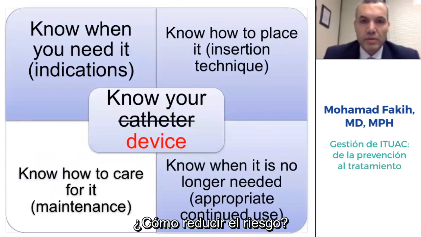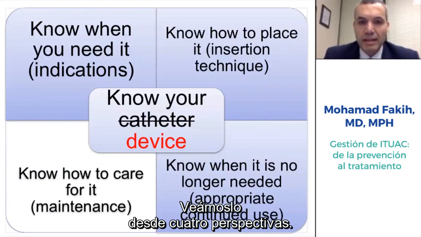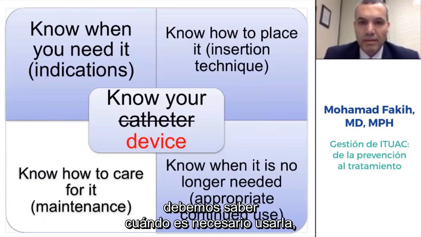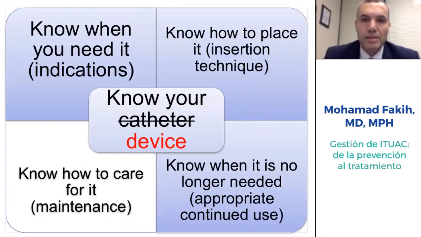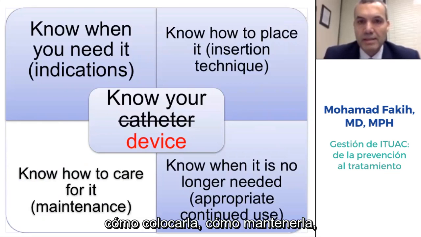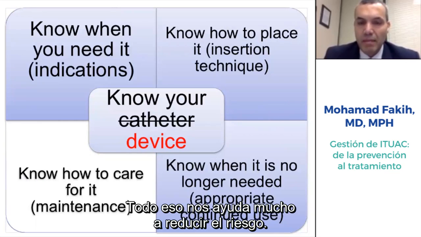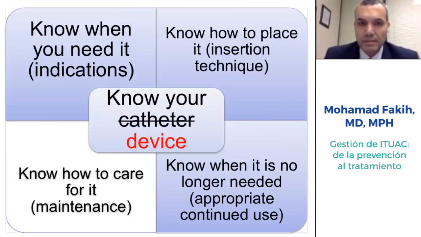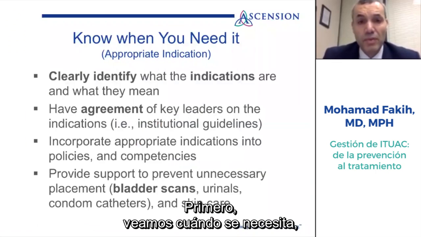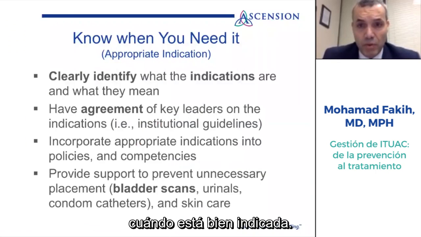So how do we reduce that risk? If we look at this in four different areas, if we know when there's a need to use the catheter, how to place it, how to maintain it, and then when to remove it when it's not needed, I think it'll help us quite a bit to reduce that risk. So let's start with when you need it, which is the appropriate indication.